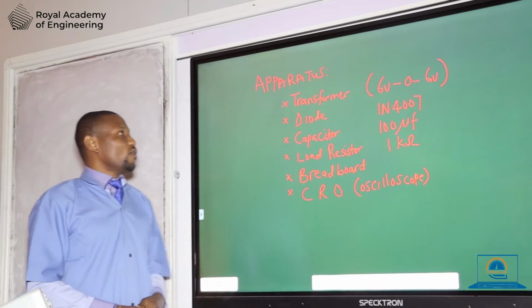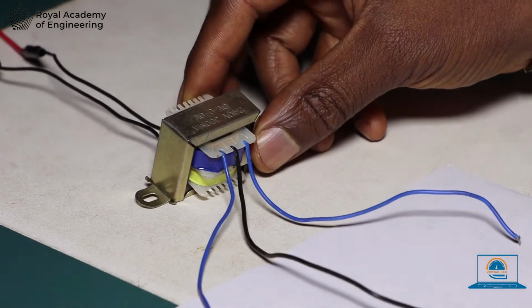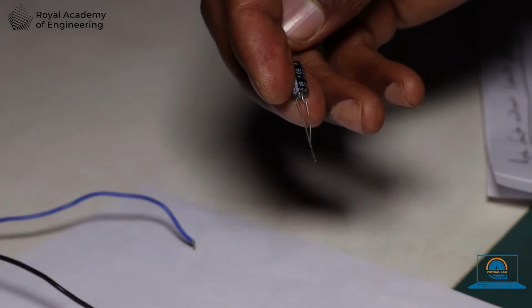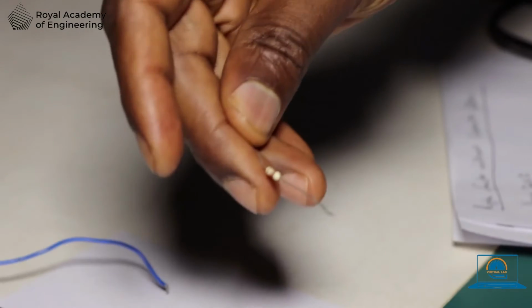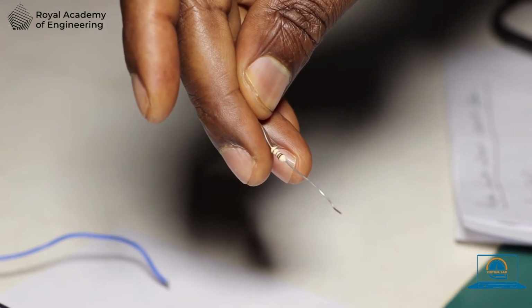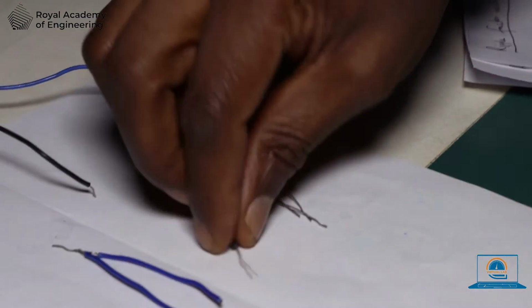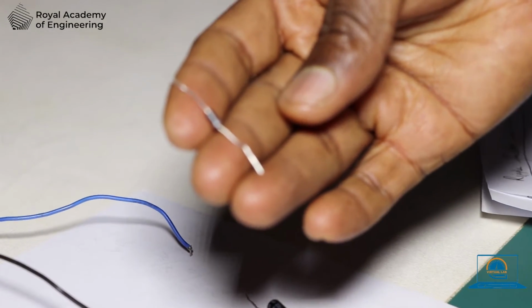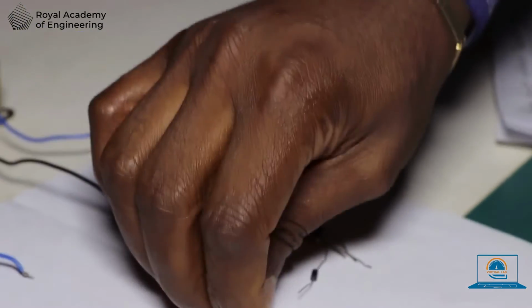Apparatus needed for the experiment. 1. A step-down transformer, 6-volt center tap. 100 microfarad capacitor. 1 kilo ohms resistor, which we shall be using for the load resistor, and a 1N4007 diode is also required, and few jumpers for connection.